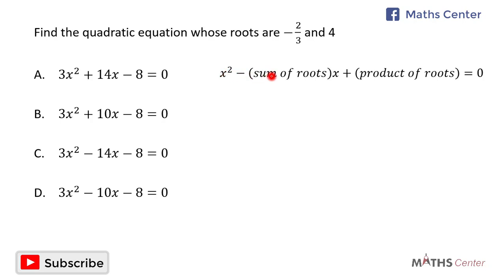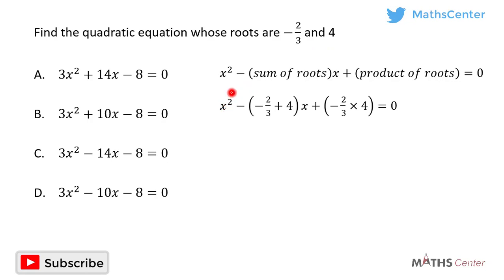When you are given the roots of a quadratic equation, the equation is given by x squared minus the sum of the roots x plus the product of the roots is equal to 0. The roots are -2/3 and 4. So the equation will be x squared minus the sum of the roots, so -2/3 plus 4, x plus the product of the roots, so -2/3 times 4, and this is equal to 0.